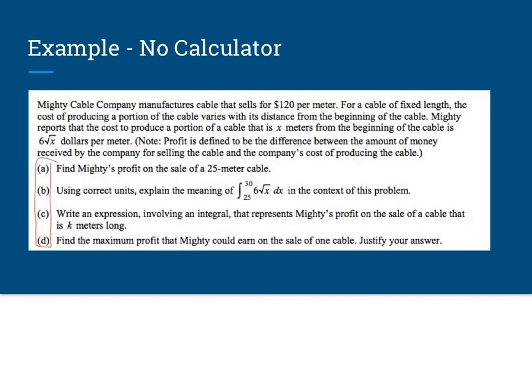Now when I look at a problem like this, the first thing I do is start underlining the facts. So you sell for $120 per meter. You have a fixed length, producing a portion of cable, and it varies with the distance from the beginning, okay? The report says the cost to produce a portion from the beginning is 6 square root of x dollars per meter, okay? Note, profit is the difference between the amount of money received and the amount of money spent. So it would be your selling minus your cost is your profit. Now answer A, B, C, and D.